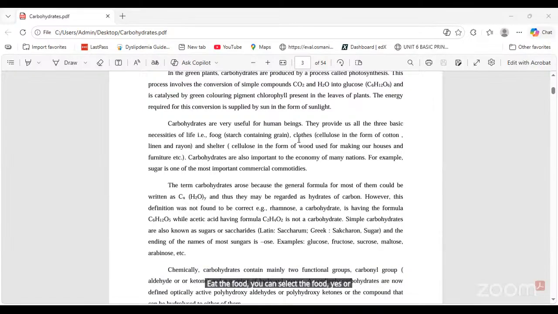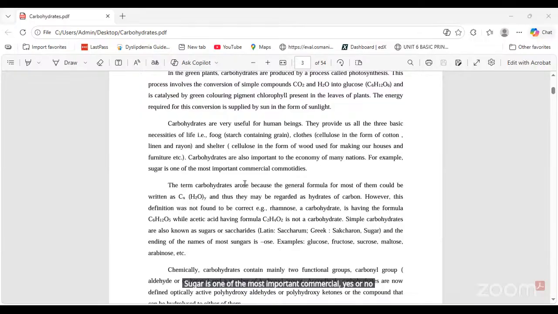Cloth: cellulose in the form of cotton, linen, and rayon. These also come from plants, girls. Where is the shelter? Cellulose in the form of wood is used for making houses and furniture. This is shelter. All three essentials depend on plants only. Similarly, carbohydrates are also important in the economy of a nation. For example, sugar is one of the most important commercial products.